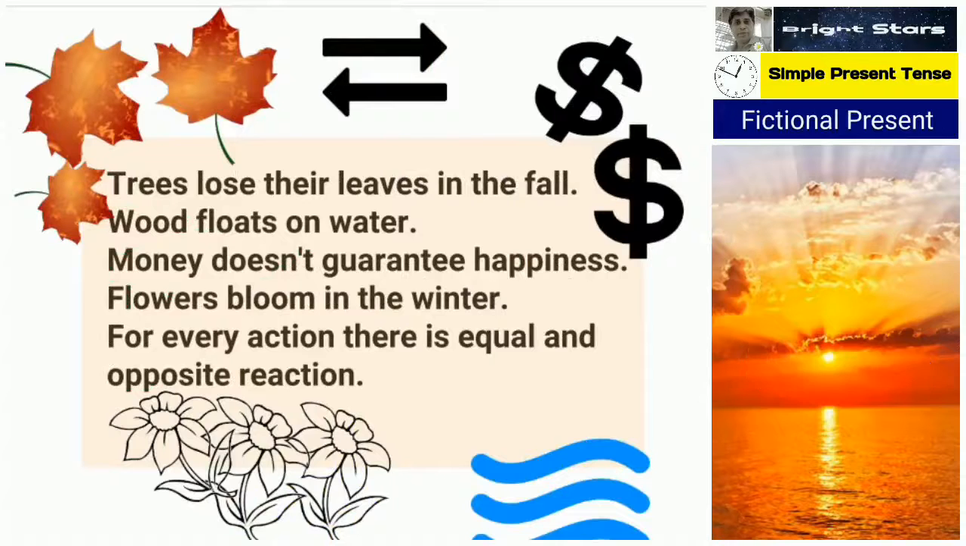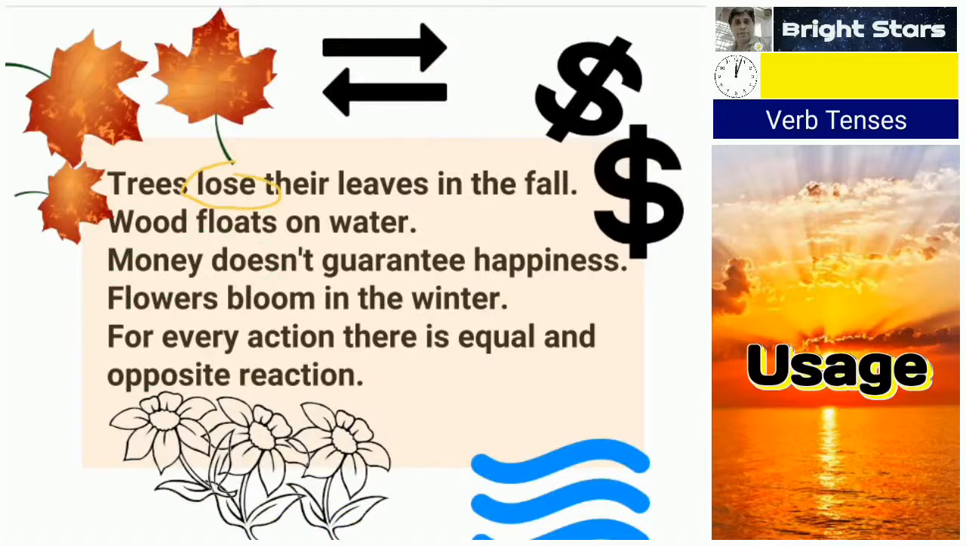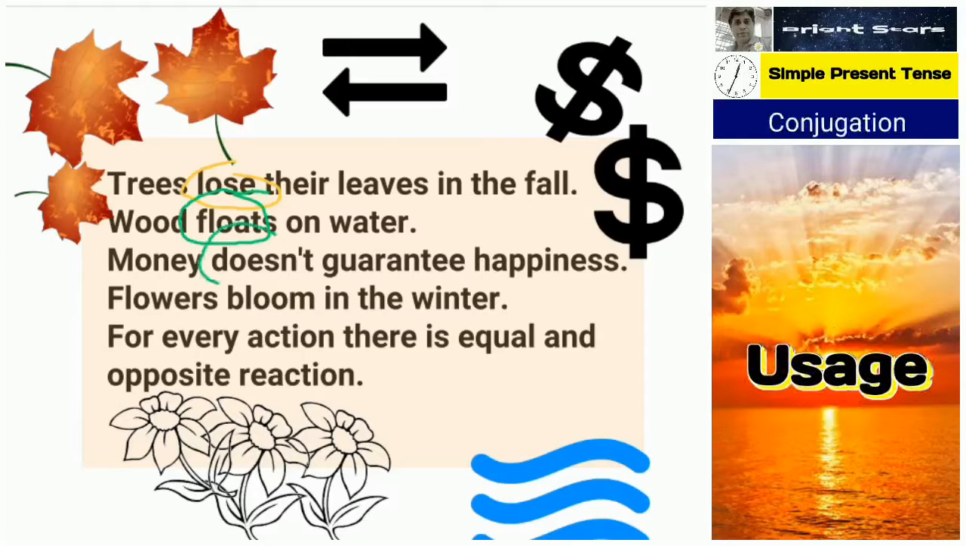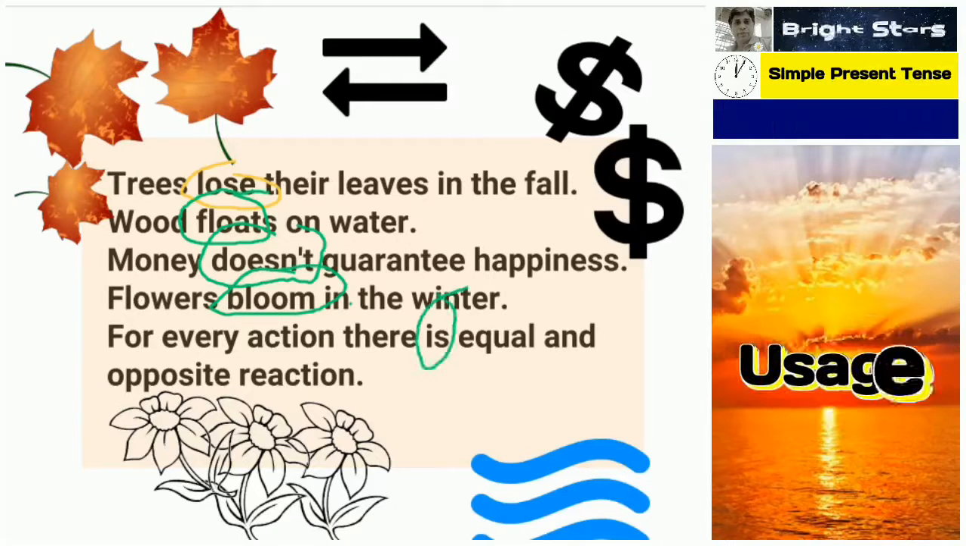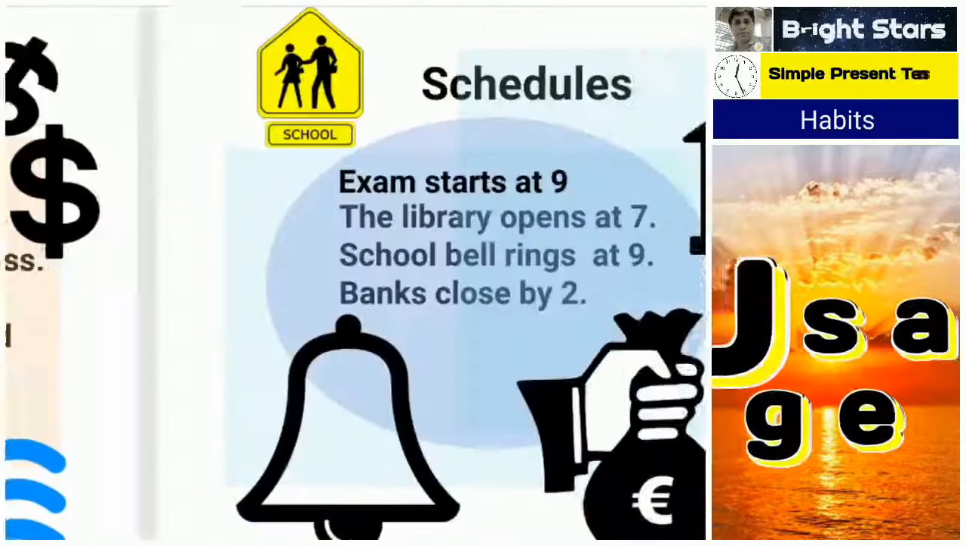In the same way, trees lose their leaves. Wood floats on water, money doesn't. Flowers bloom. For every action there is an equal and opposite reaction. Like that, we use simple present tense.